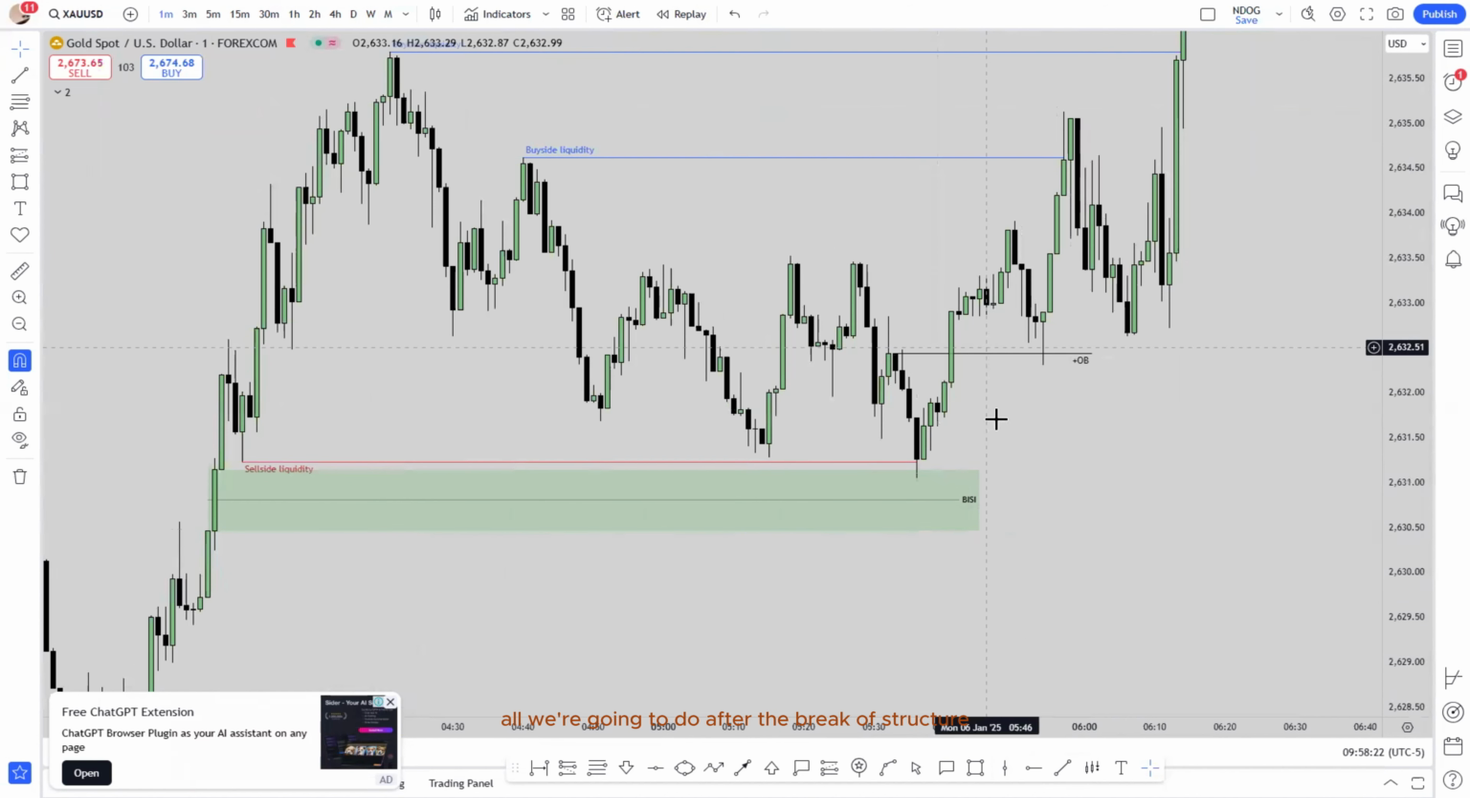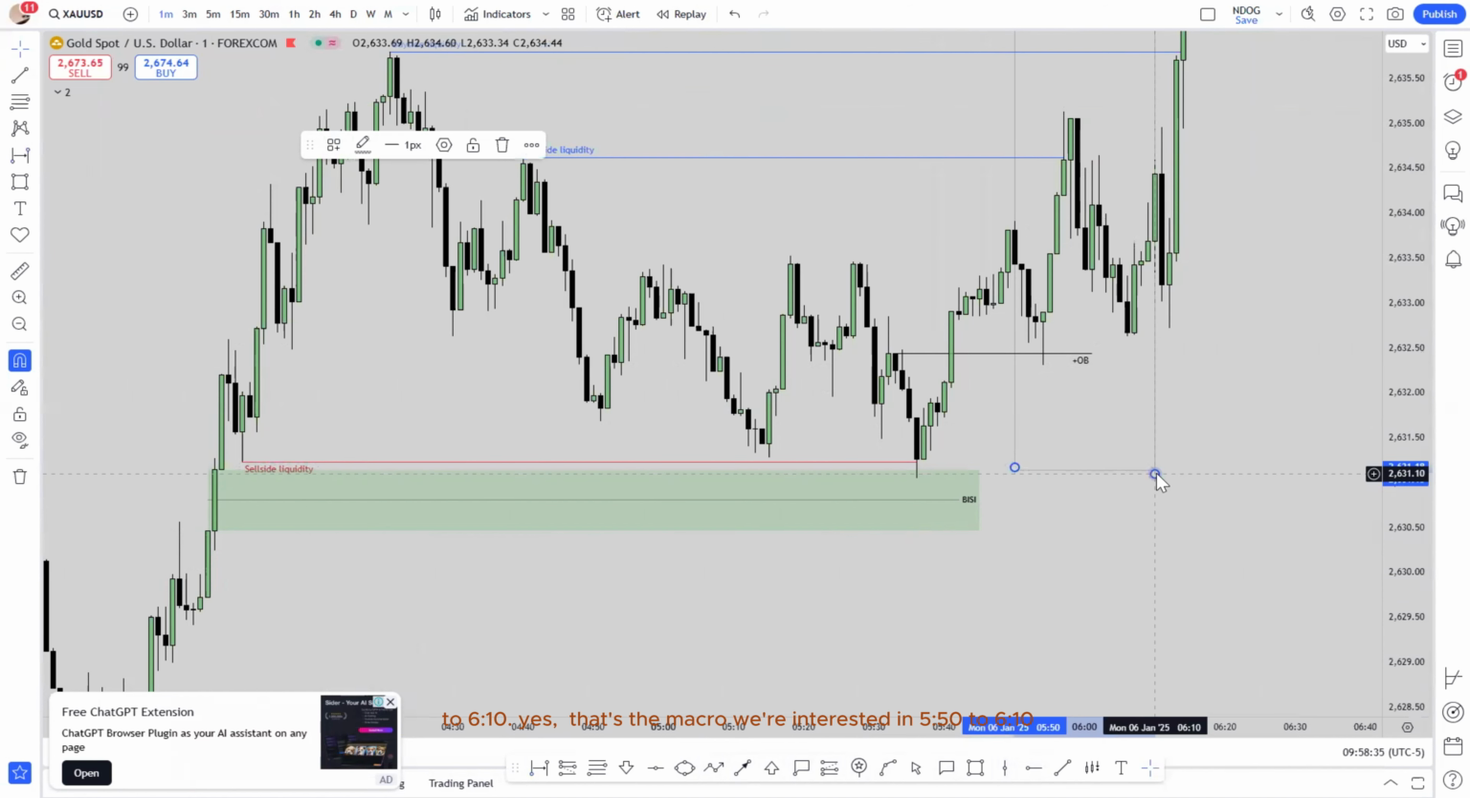All we're going to do after the break of structure, we're going to wait at the next macro, that 20 minutes portion of price action. That's what we're going to wait for to look for our entry. And the next macro right here, it's the 5:50 to 6:10, yes. That was the macro. We're interested in 5:50 to 6:10.